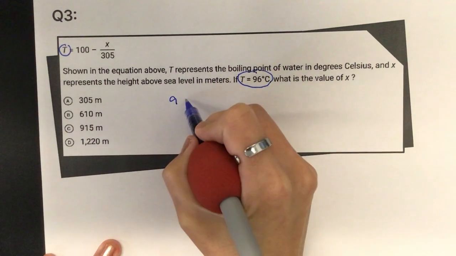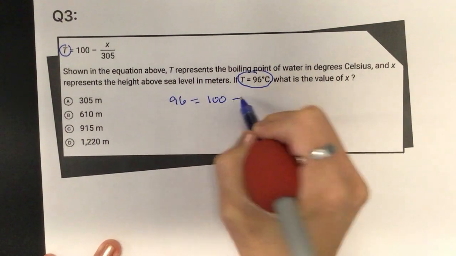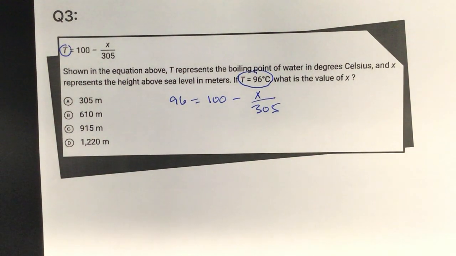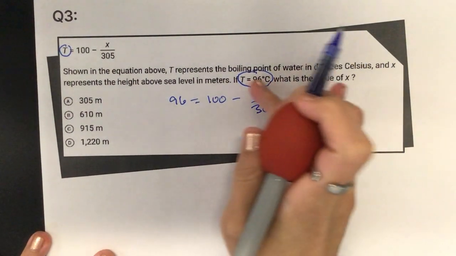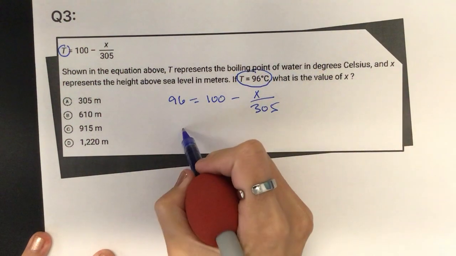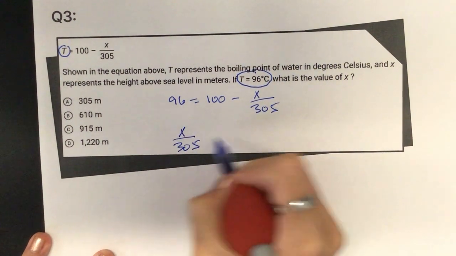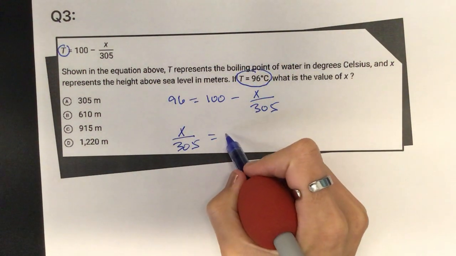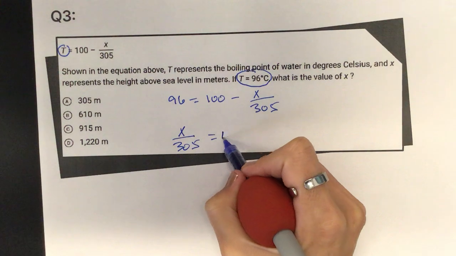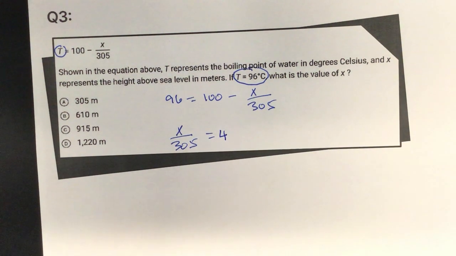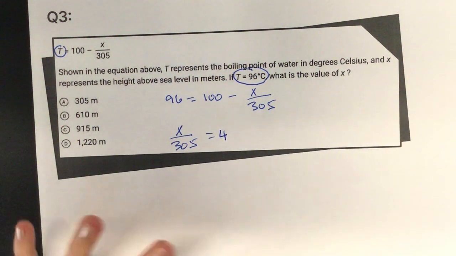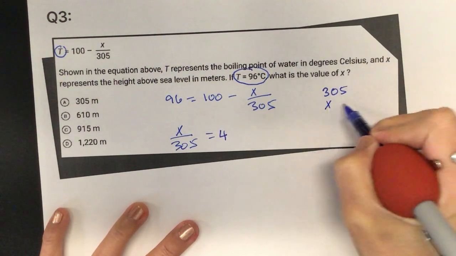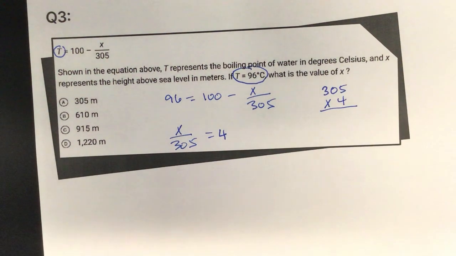Let's have 96 is equal to 100 minus X over 305. And I'm going to kind of work on this in a clever form. I want to move the whole fraction over to make it a positive. You don't have to, but that's working smarter. And then I want to move the 96 over to the other side to make 100 minus 96 is how many? 4. And the last step, what do I do with 305 and the 4 to solve for X? Not divide, but multiply.